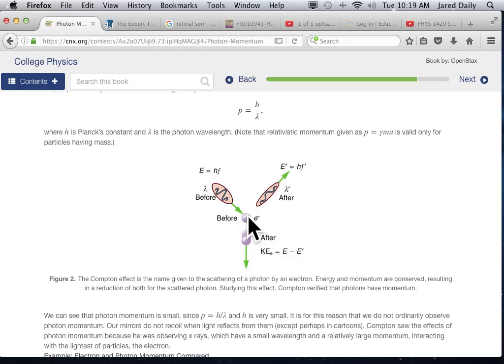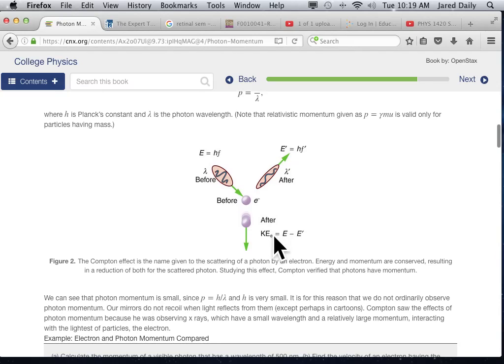After this collision or scattering, the electron gains some momentum. In other words, it moves, right? This is called the Compton effect.